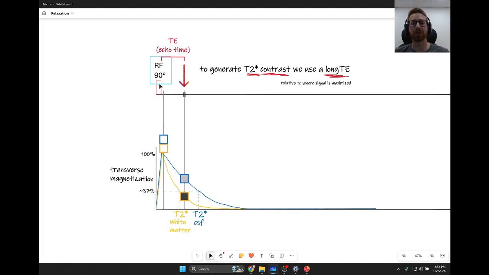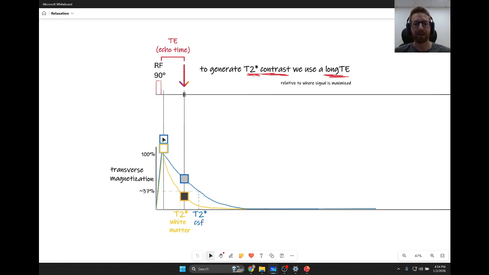So to generate T2 star contrast, to create a T2 star weighted image, what we need to do is sample our signal a relatively long period of time after where we would maximize the signal. So again, to maximize the signal, we would want to sample it immediately after the 90-degree radio frequency pulse.